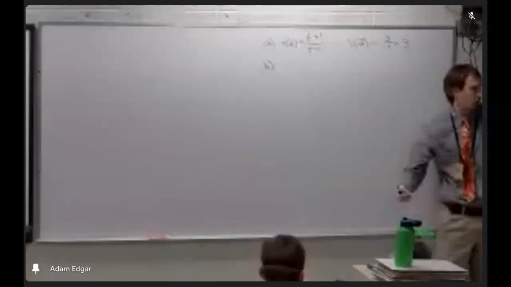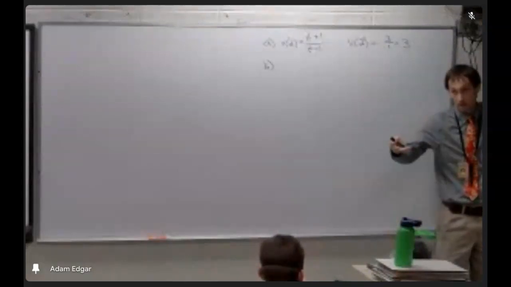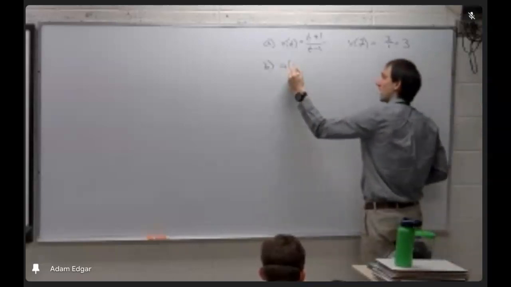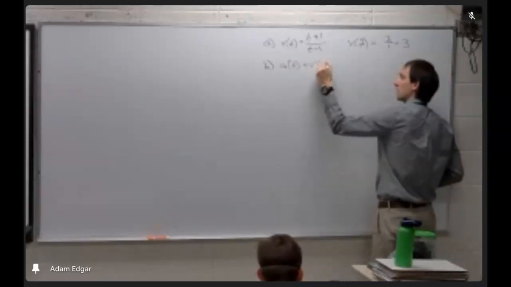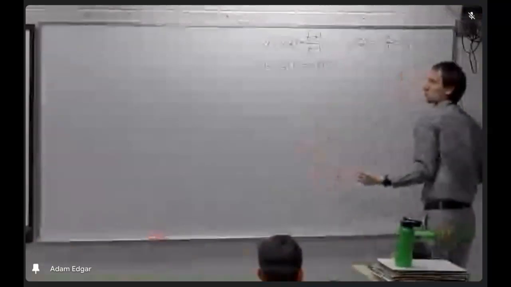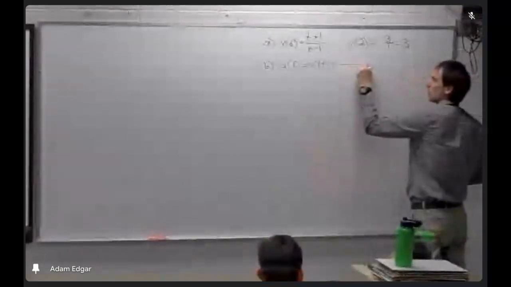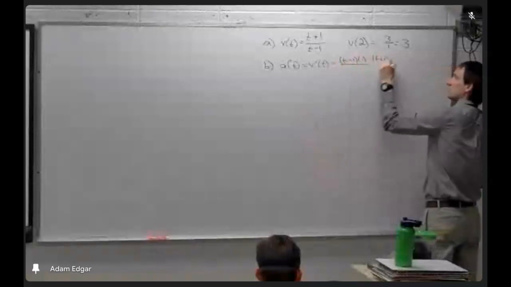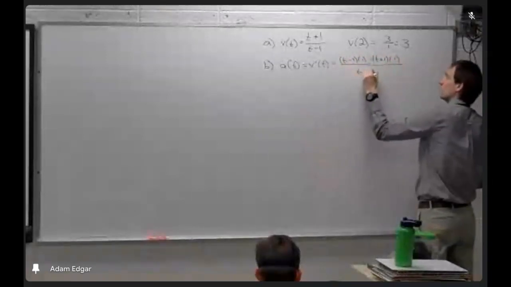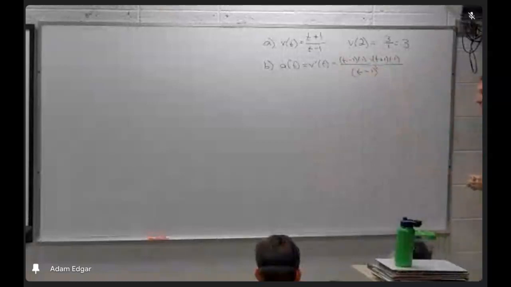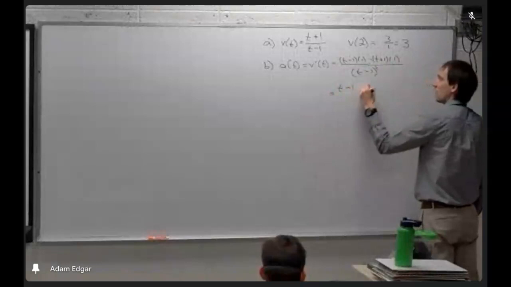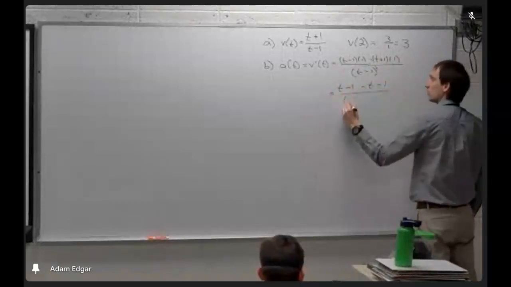Acceleration's relationship to velocity is what? Derivative. So acceleration, column A, is v prime. And to get v prime, I have to use what rule? Quotient rule. So low, v high minus high, v low over low, low. Looks like that when you set it up. And then you go and distribute out your numerator, and you get t minus 1 minus t minus 1 over quantity t minus 1 squared.